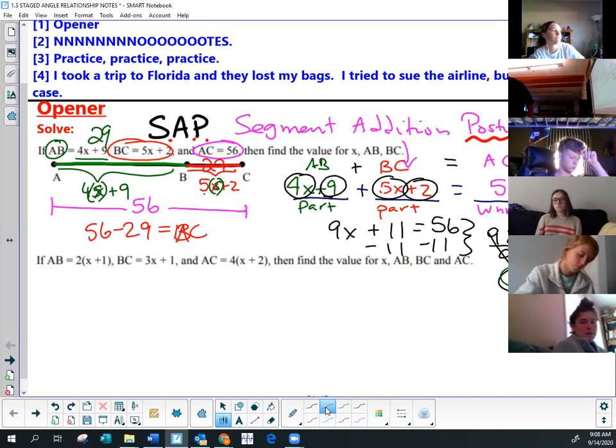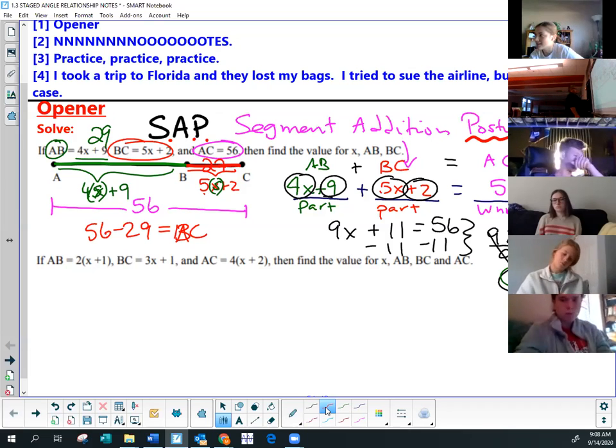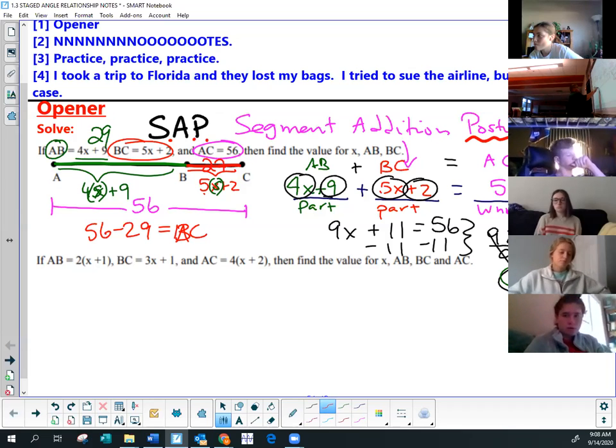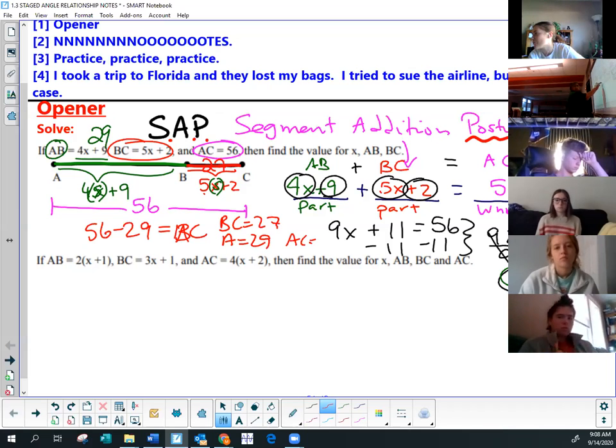And so I can tell you, when I'm personally working these problems, like for you guys for a key or something, I do it both ways. I substitute and then I double check with subtraction. Okay? But either way, we have AB is equal to 29. We have BC is equal to 27. And that makes AC equal to 56.